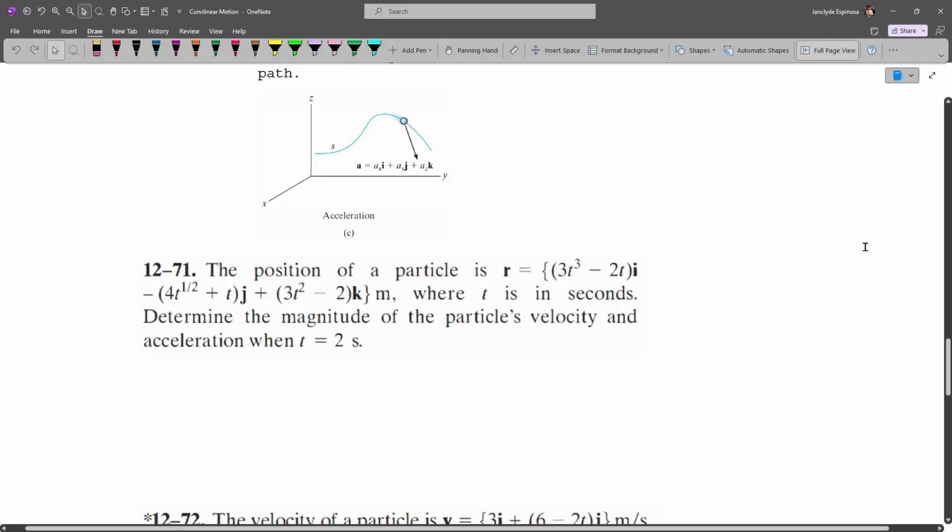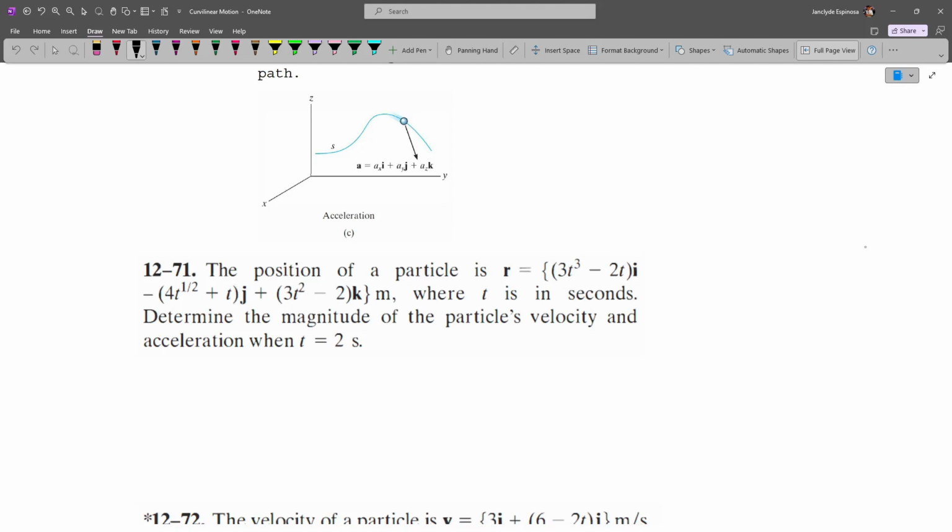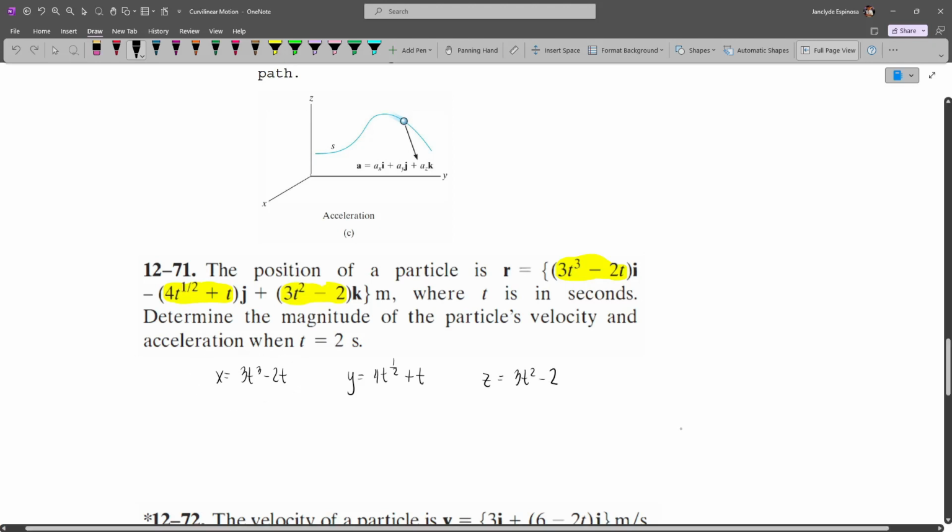Now to solve this problem, we will separate the functions x, y, and z, and then we'll differentiate all of them with respect to time. Now this defines our x function, while this is y, and this is z. So we have x equals 3t cubed minus 2t, and then we have y equals 4t to the 1/2 plus t, and then for z we have 3t squared minus 2. We'll differentiate all of these with respect to time.